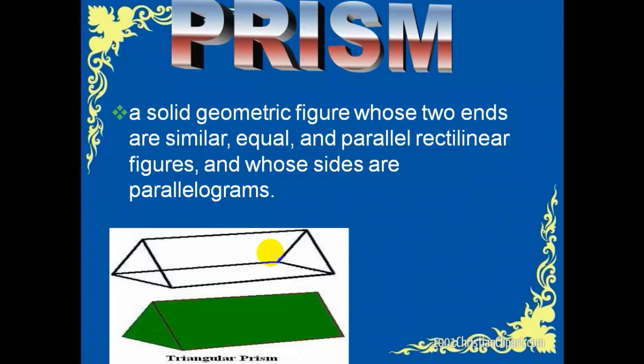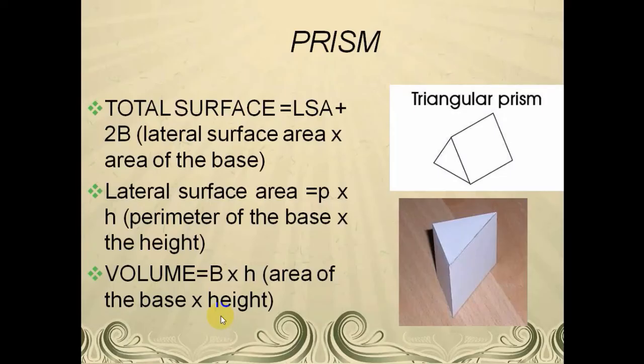Now prism. A solid geometrical figure whose two ends are similar, equal, and parallel rectilinear figures, and whose sides are parallelograms. You see over here, this is a prism, triangular prism. How to find the total surface area for the prism? Total surface area is equal to lateral surface area plus 2B.